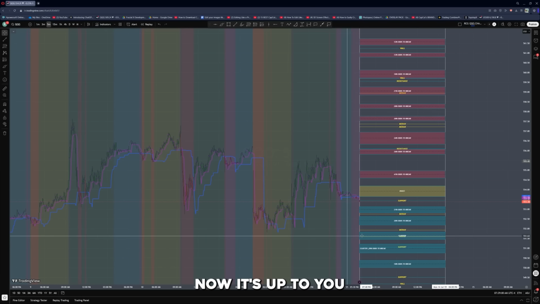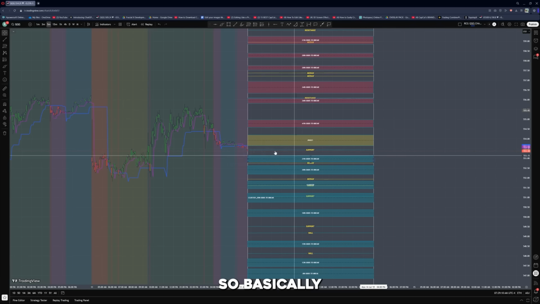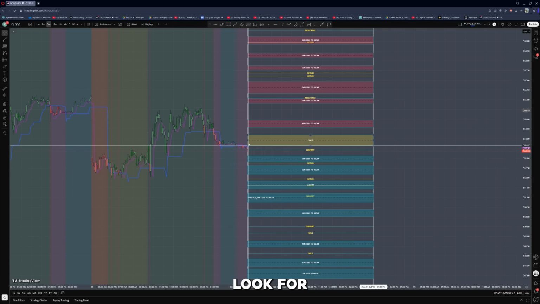Now it's up to you how you want to use these graphs. Basically, you look at it, you'll find more patterns, more than me, and you can also make your own chart. So basically, how I used it is that I looked for the break of the pivot and tried to play the short side or the upside.